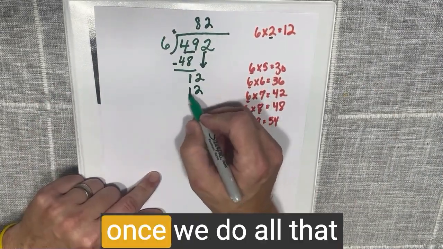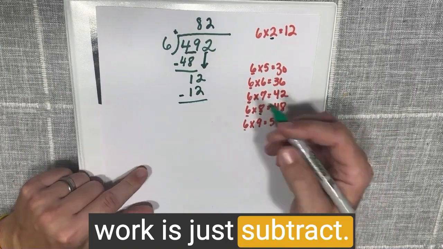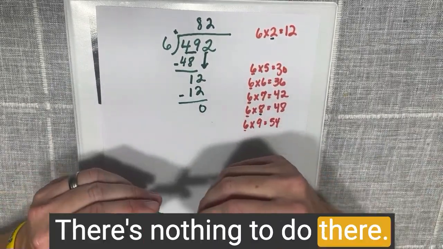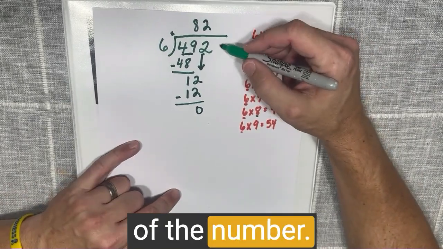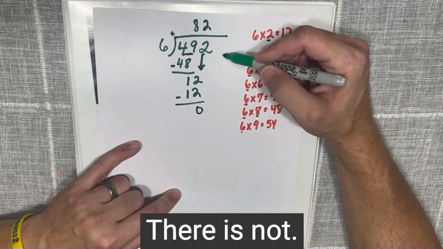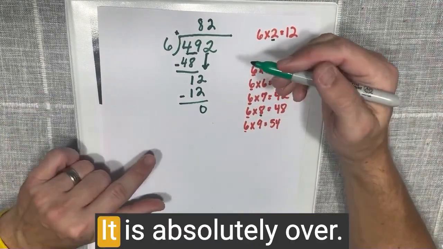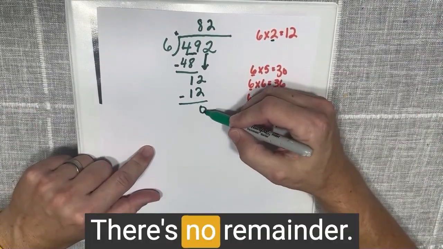And then this step, once we do all that work, is to subtract. In this case, 12 minus 12 is 0. That was great. There's nothing to do there. I look at the back of the number. Are there any other numbers to bring down? There are not. And so that officially means it is done. It is absolutely over. There's no remainder.